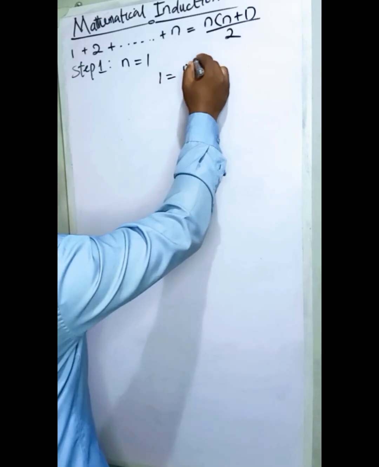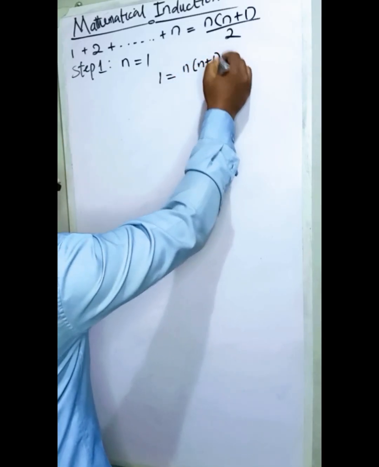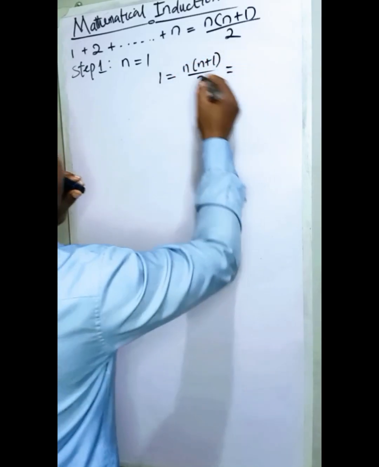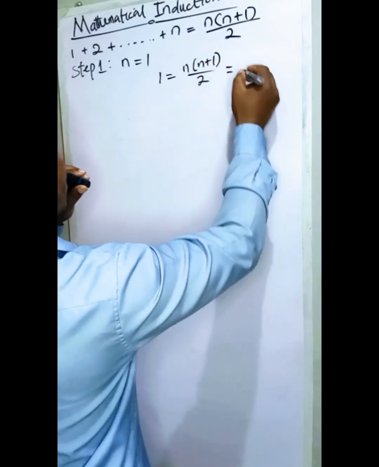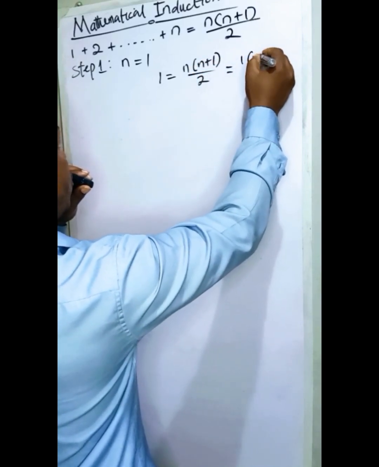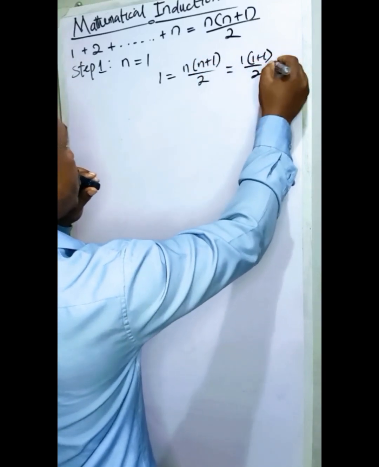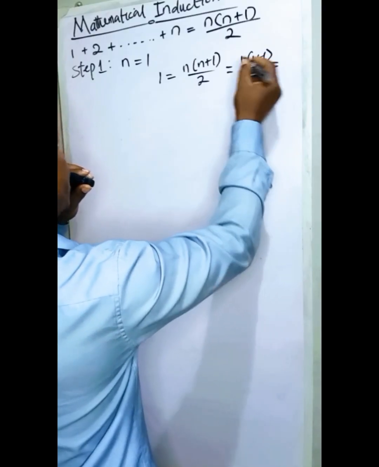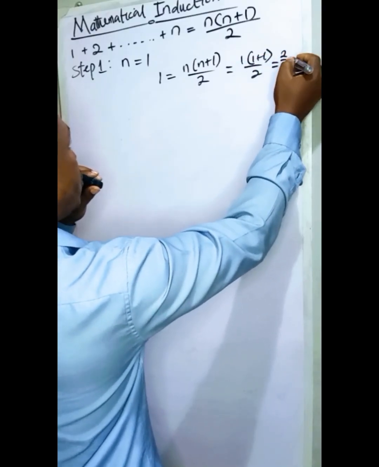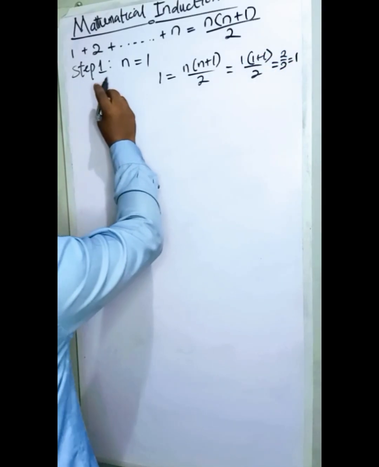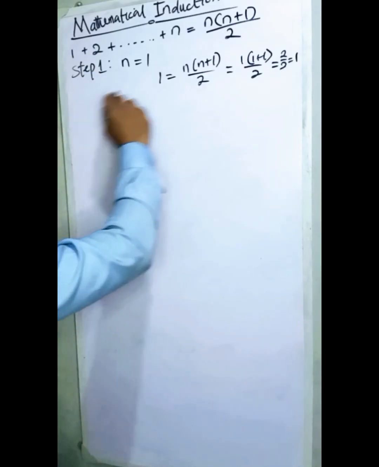So we have n brackets n plus 1 all over 2. If I plug in my 1 there, it becomes 1 brackets 1 plus 1 all over 2, which is equal to 1 plus 1 is 2, 2 times 1 is 2, 2 all over 2 is equal to 1. That means this first step statement is actually true.